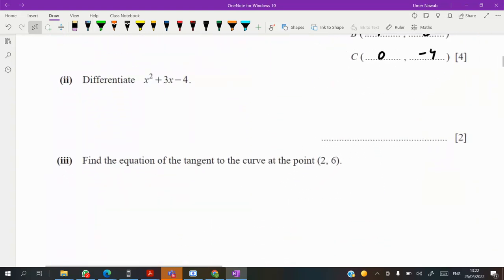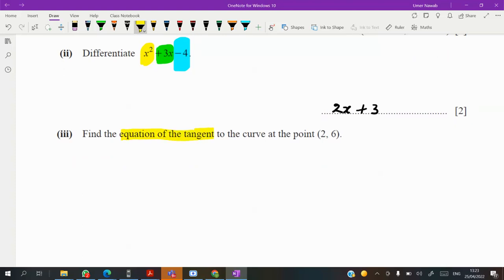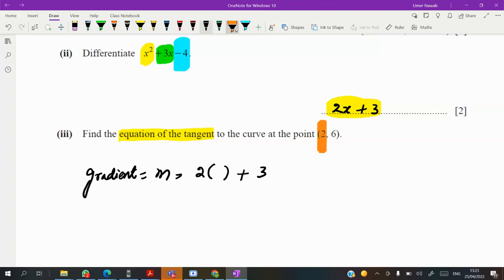Now the next part is differentiate. The differentiation of x squared is 2x. The differentiation of 3x is 3, and then the differentiation of minus 4, it's a constant, that is 0, no need to write it. Equation of a tangent needs the gradient, represented by m. So in the place of x, you need to substitute the x coordinate, and get your answer.